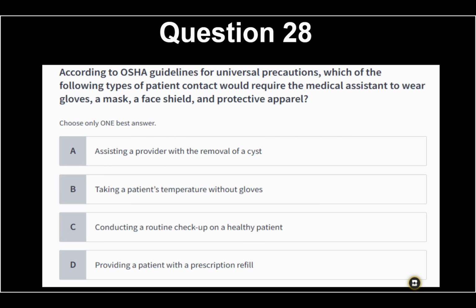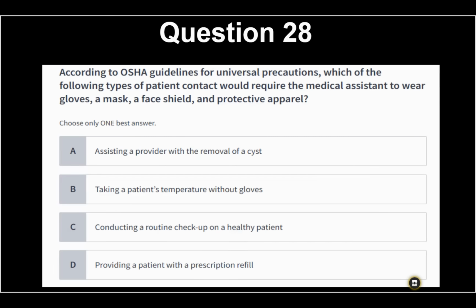If you said A, assisting a provider with the removal of a cyst, you are correct. Any procedure involving exposure to bodily fluids, like the removal of a cyst, does require the use of personal protective equipment. This reduces the risk of infection and transmission.